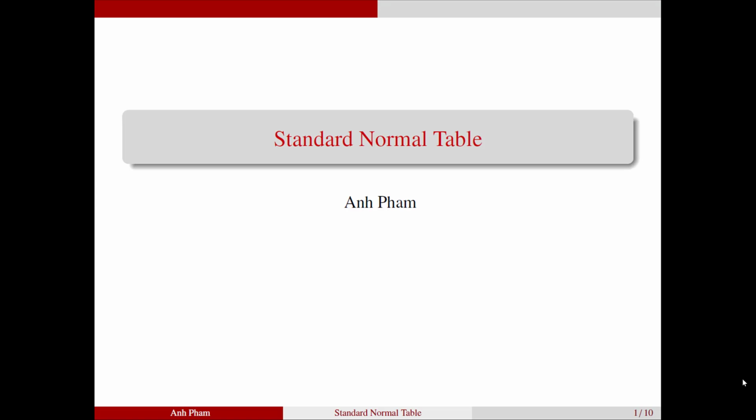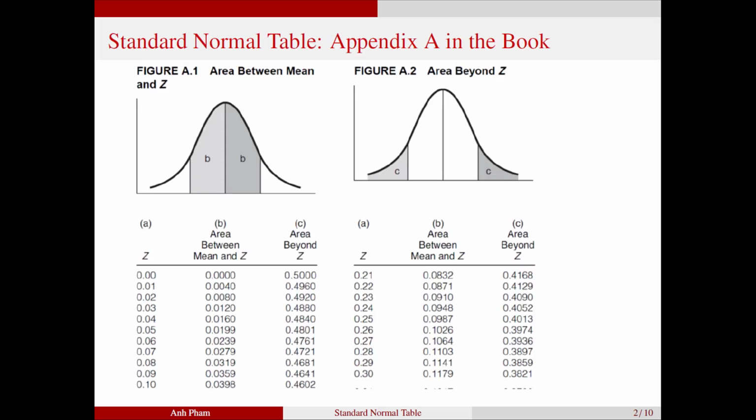This video introduces and explains how to read the standard normal table in Appendix A in the book. So this is how the standard normal table in Appendix A looks. You will see there's a Z column, which stands for the Z-score.